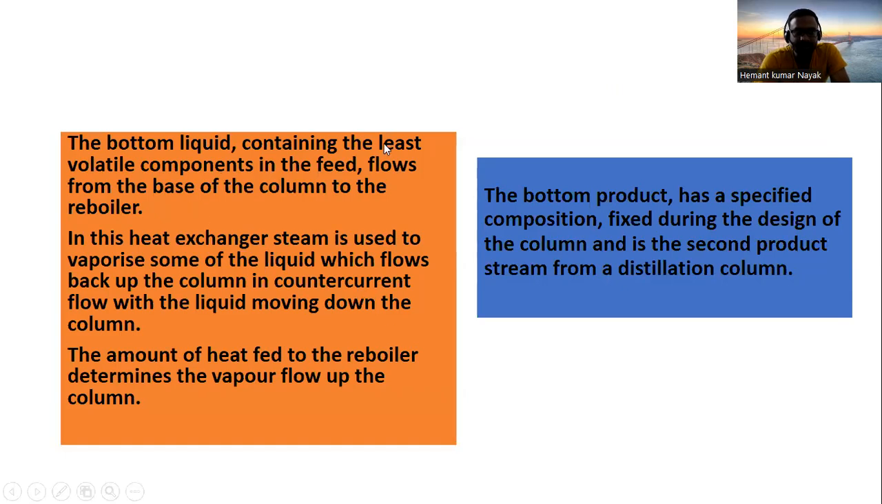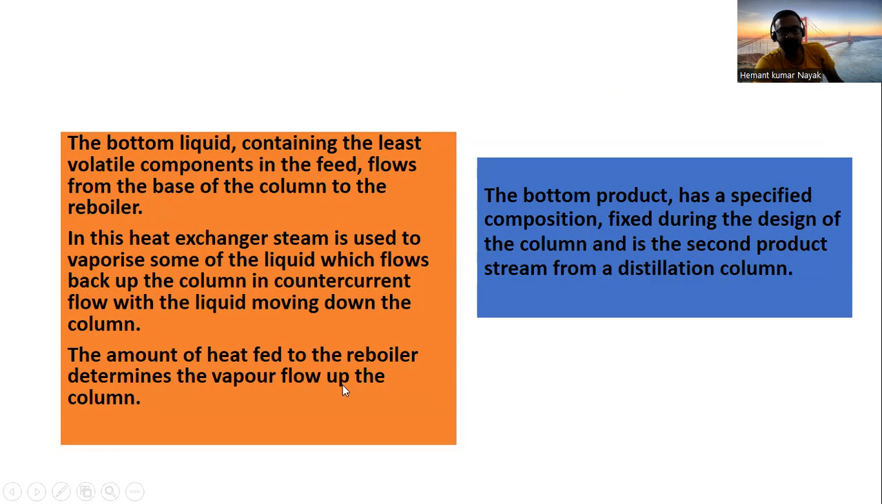Now, the bottom liquid containing the least volatile component flows from the base of the column to the reboiler. In this heat exchanger, steam is used. So, in the reboiler, steam is used to vaporize some of the liquid, which flows back up the column in counter current flow with the liquid moving down the column.